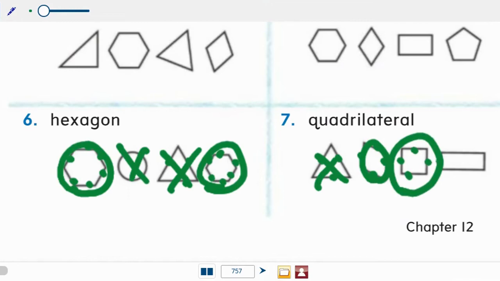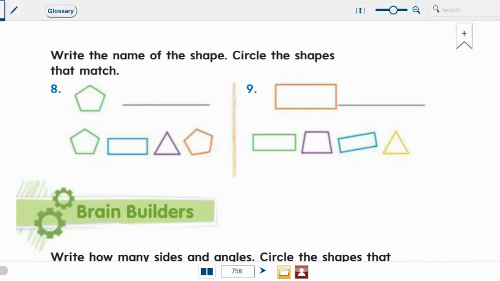Let's check our last one. One, two, three, and four. All right, ooh. There we go. So we've got three quadrilaterals. All right, we're going to continue on page 758. So go ahead and turn to the next page with me.